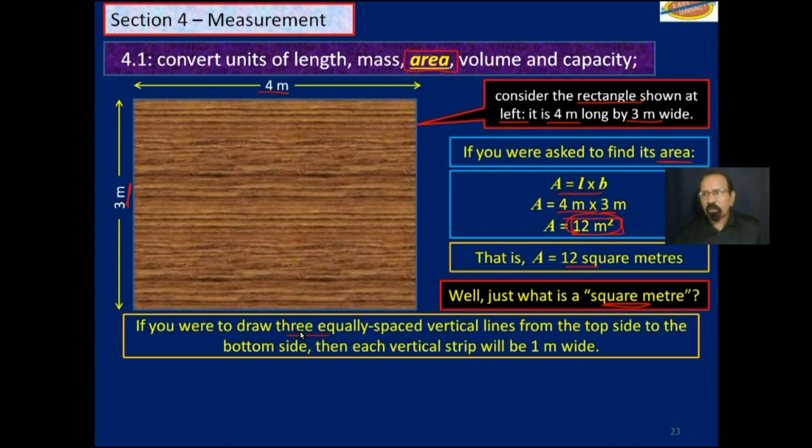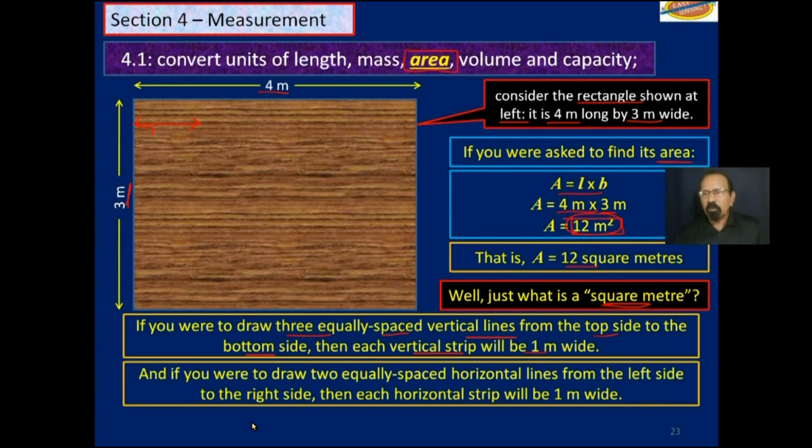If you were to draw 3 equally spaced vertical lines from the top side to the bottom side, you will get vertical strips, each 1 meter wide and 3 meters long. If you were to draw 2 equally spaced horizontal lines from left to right, you will get horizontal strips 1 meter wide by 4 meters long. So now this will be 1 meter and that will be 4 meters.